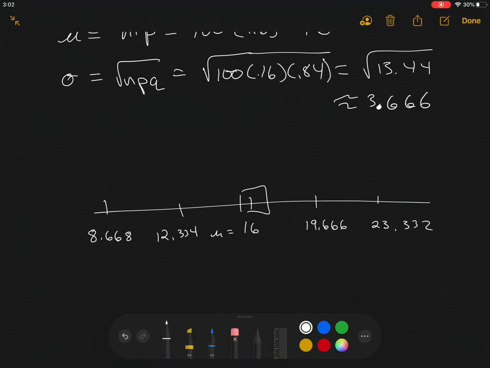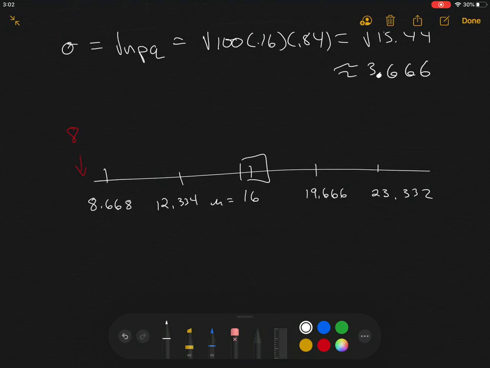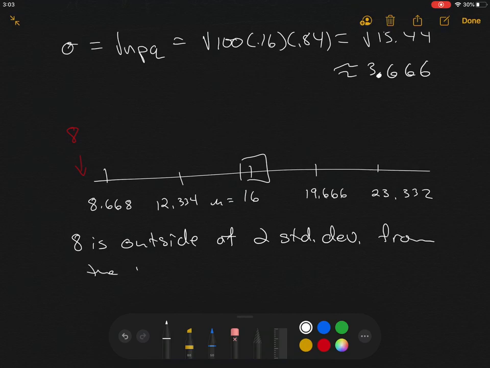And the question is, we got 8. Where is 8? 8 would be right here. And so is that outside of or inside of 2 standard deviations? That is outside of 2 standard deviations, so that is an unusual amount. 8 is outside of 2 standard deviations from the mean, and therefore an unusual amount.